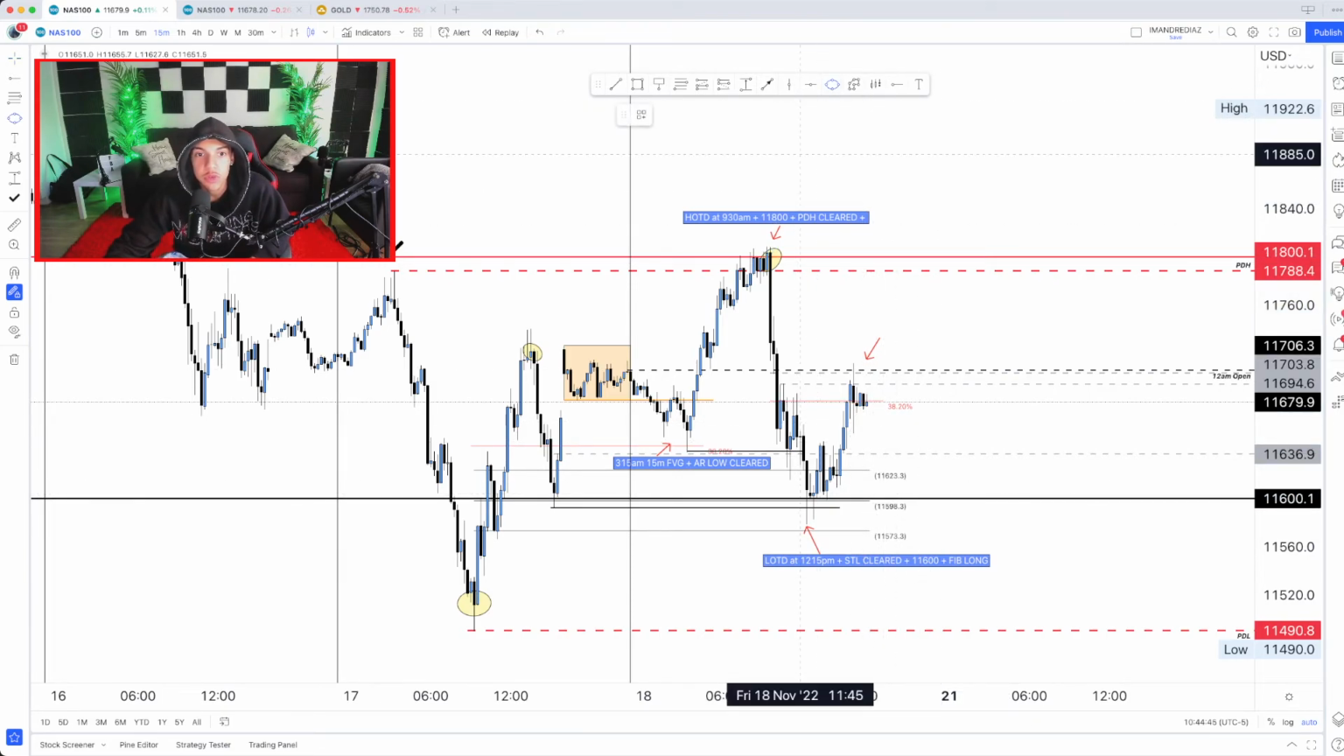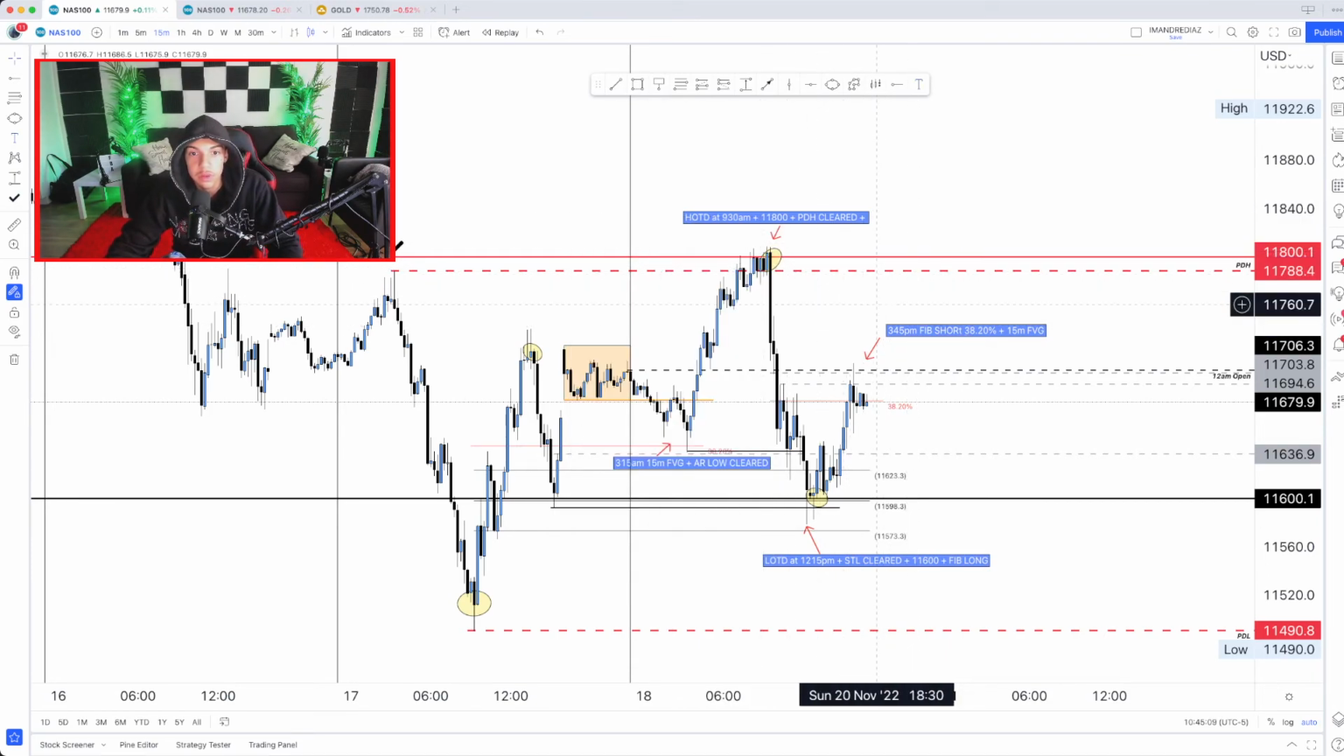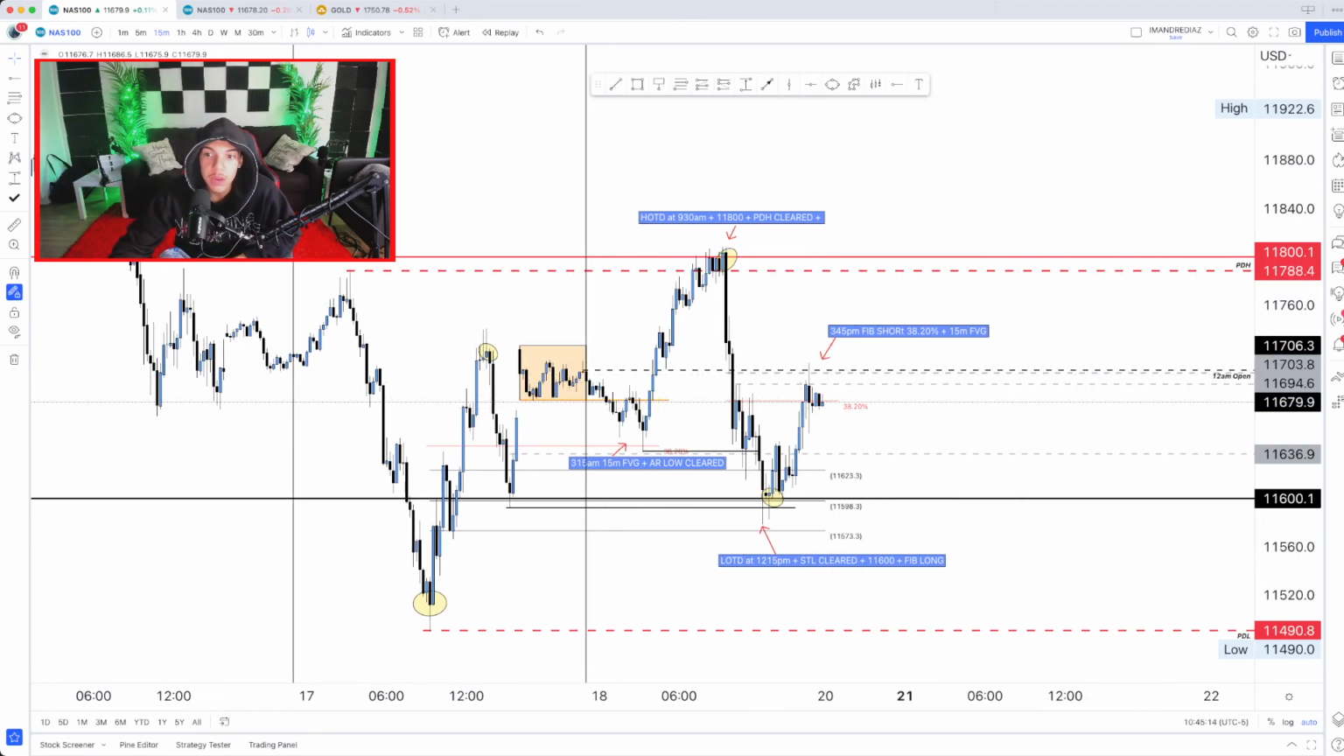If you don't know where I drew the fib, I drew from this high to this low. We retraced into 38.20%, filled in that 15-minute fair value gap at what time? 15:35, which is about 3:45. So at 3:45 p.m., we have the fib short 38.20% level. After what? Filling in that 15-minute fair value gap. Boom. Just like that. Now, this is where we currently are in price, and this is why I'm currently bearish.